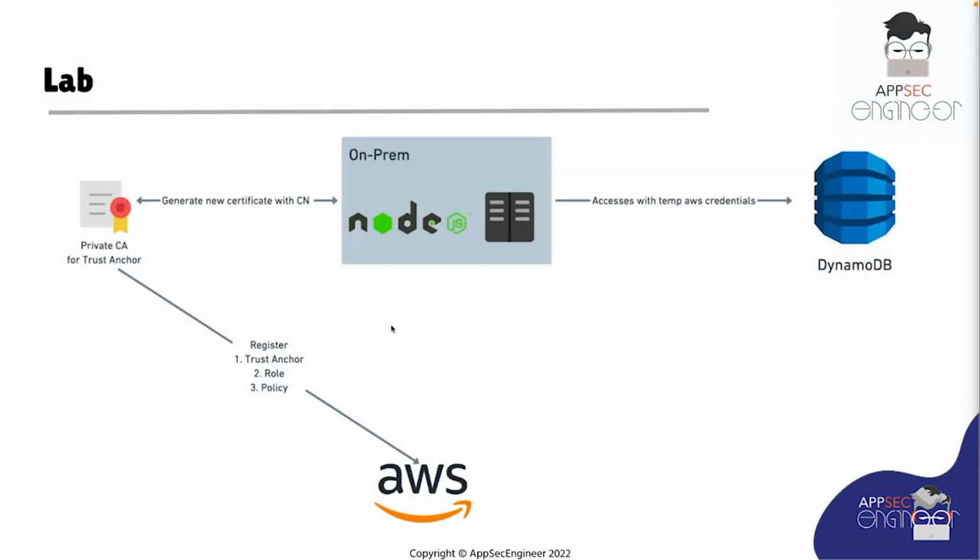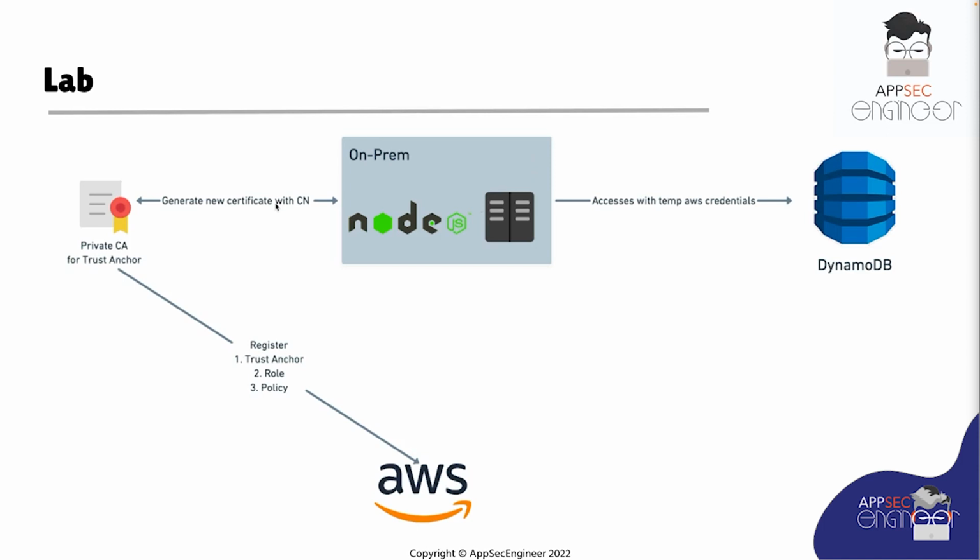Let's get started. So finally, it's time for our lab. And this lab is based on the example that we've been talking about so far. What we're going to do is deploy a Node.js application on our lab machine, which is something you have as part of your AppSecEngineer subscription, so you can access your lab machine. And we are going to first generate a trust anchor and load it into our AWS account.